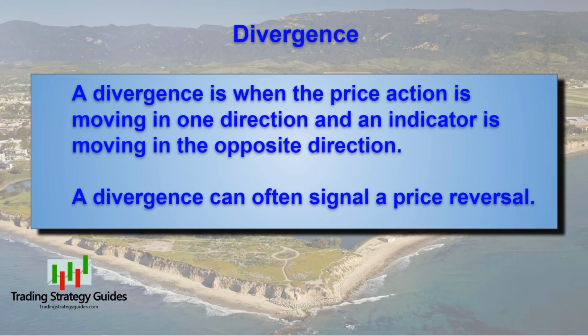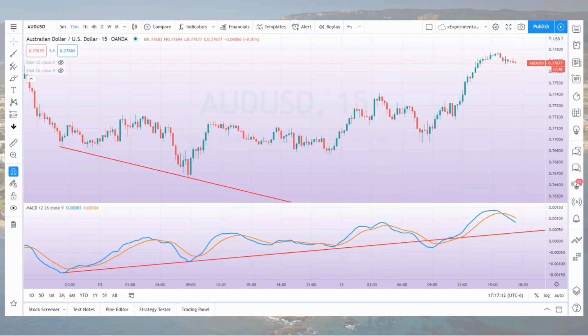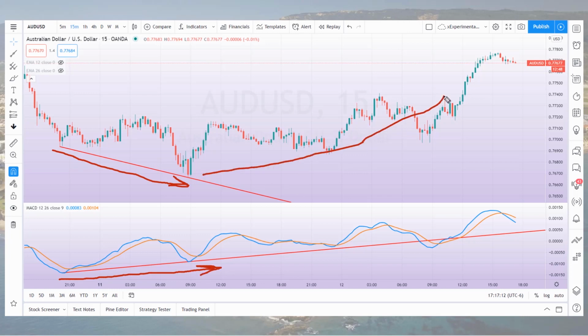So as I mentioned, a divergence is where the indicator doesn't agree with the price action. When that happens, it can be a great indication that the price action is about to reverse. Here's an example of the 15-minute Australian dollar US dollar Forex pair from last week. You can see that the price action is making lower lows right here, while the MACD indicator is making higher lows right here. And as you can see, price turned to the upside at that point.